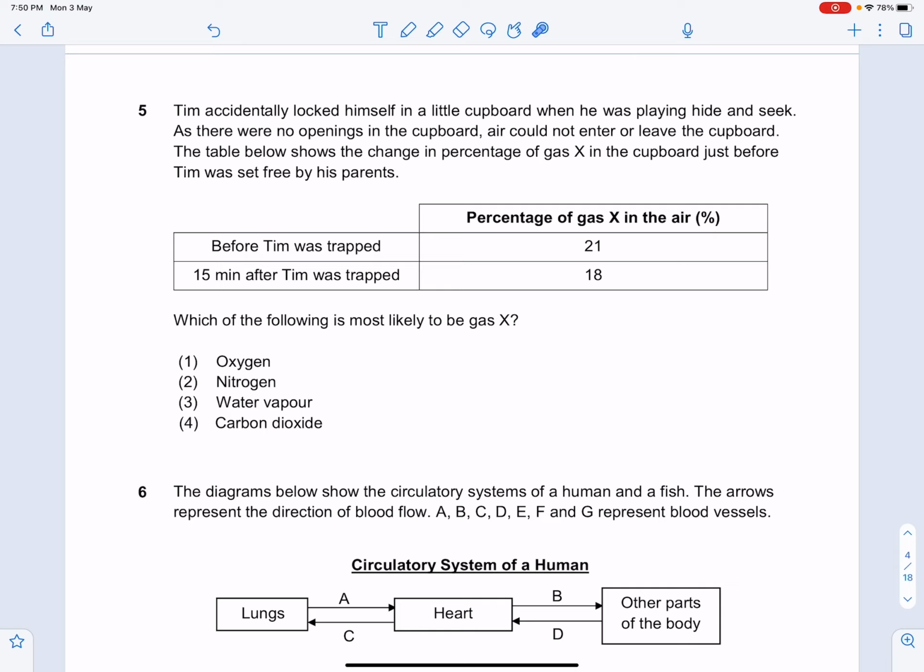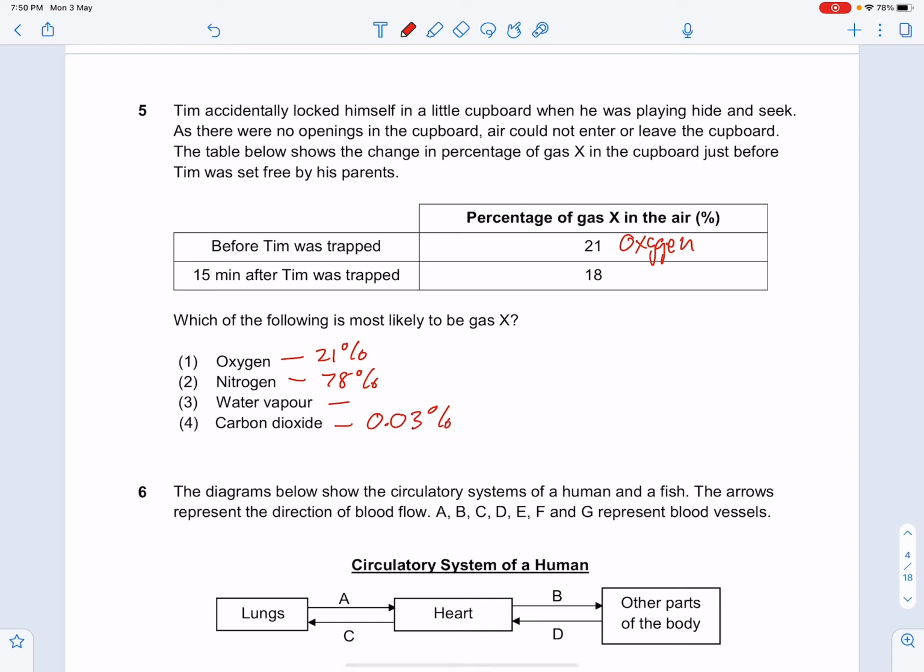So before Tim was trapped in, you know that it's 21%. So this tallies with the composition of air that we know, or the type of gas that we know that is oxygen in the atmosphere. So we have to know what are the rough percentages of certain important gases. Now, what are the percentages? Oxygen, in normal atmospheric pressure, is 21%. Your nitrogen is 78%. Your carbon dioxide is about 0.03%.